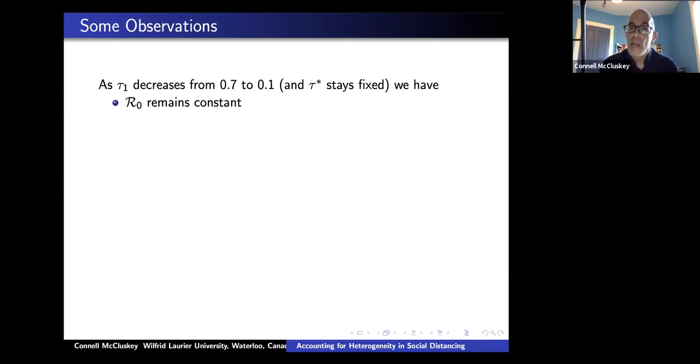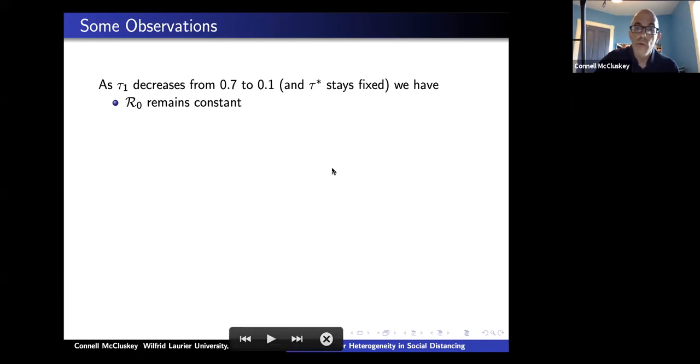This tau star is an average between tau1, the contact multiplier for the distancing group, and tau2, the contact multiplier for the non-distancing group. So it's a weighted average of those, but it's not a uniform average. We're not just saying that if our population is split 50-50, we just take the number halfway in between.